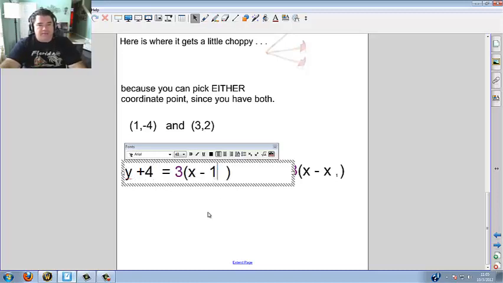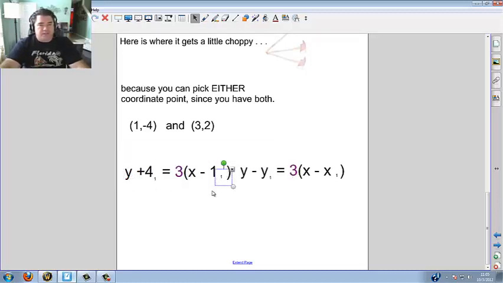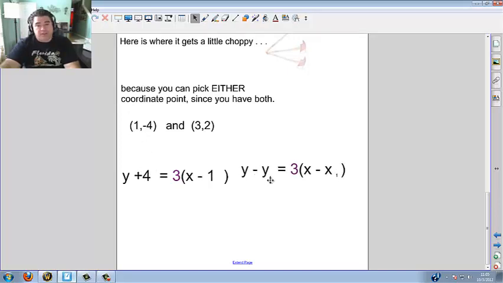And I could have, this could be a correct answer. Although these little ones would be going away. So this is a correct answer because I plugged in for the y a -4, which makes +4, and I plugged in the 1 for the first x value. This is a correct answer.